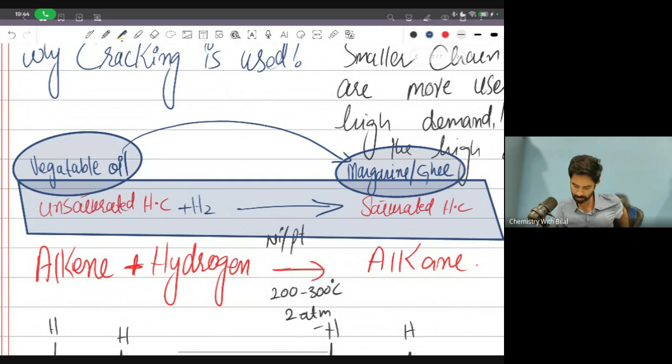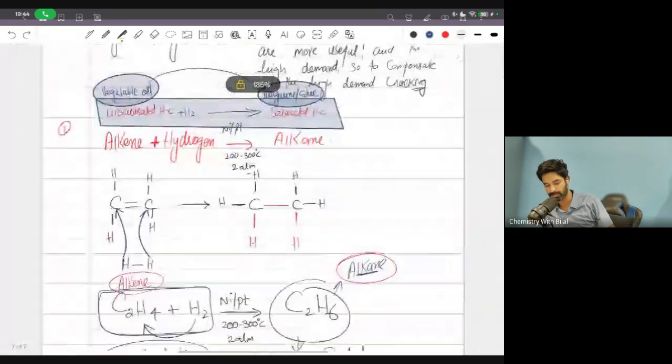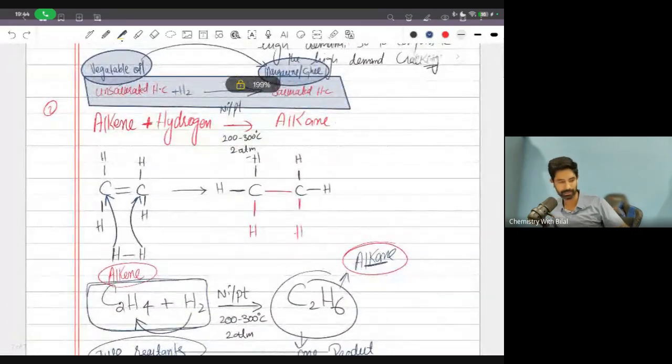ऑयल इज अनसैचुरेटेड। ऑयल क्या है? ऑयल इज अनसैचुरेटेड एंड margarine is saturated. ये लिख भी दिया, आपको सामने नजर आ रहा हो। So the second extremely important reaction of alkene is alkene reacts with hydrogen to form alkane. तो alkane की formation के 2 मेथड है, cracking of large chain hydrocarbon और hydrogenation या addition of alkene.